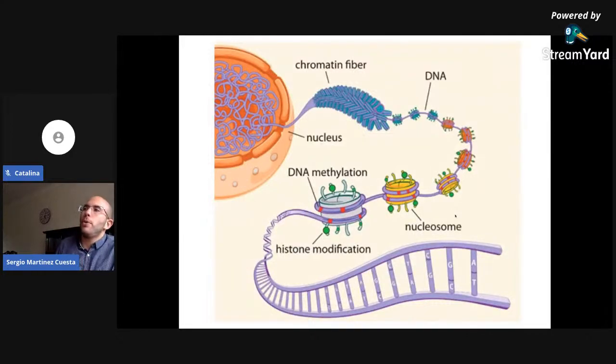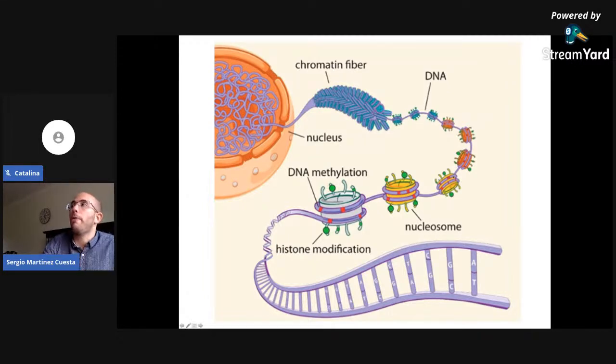So as you know, DNA is not just about the primary sequence, but you've got other orders of complexity. So you have things happening at the DNA modification level, for example, DNA methylation. But then you also have modifications happening in the histones.